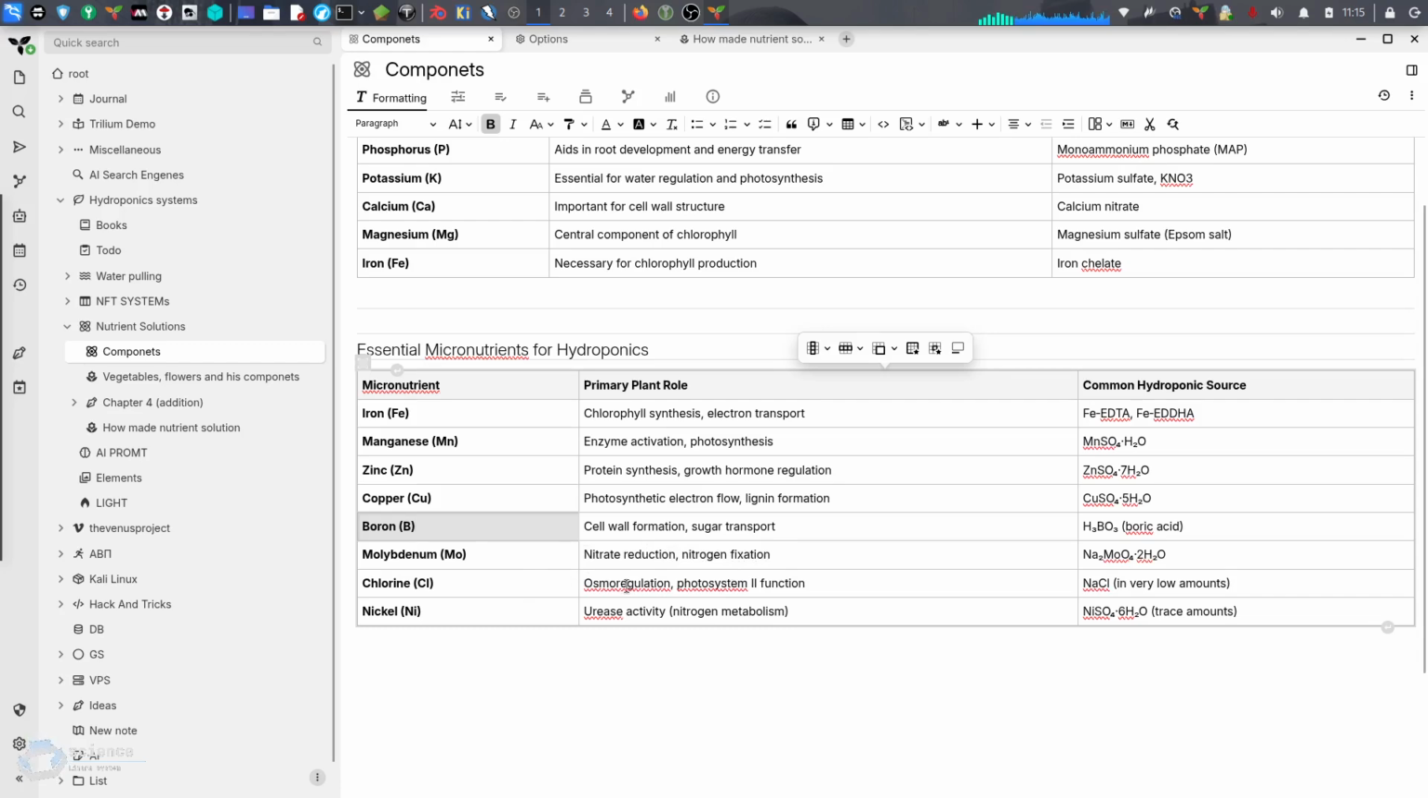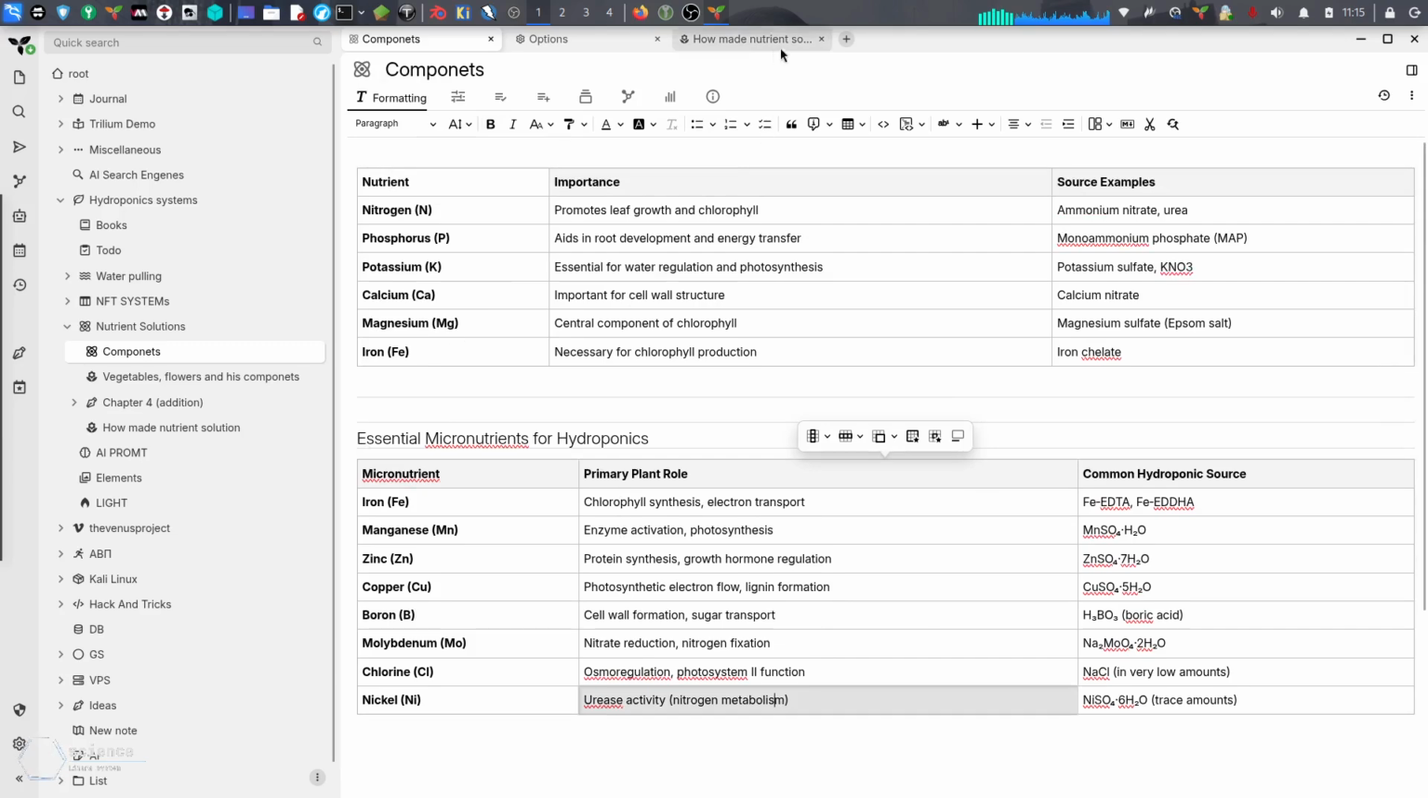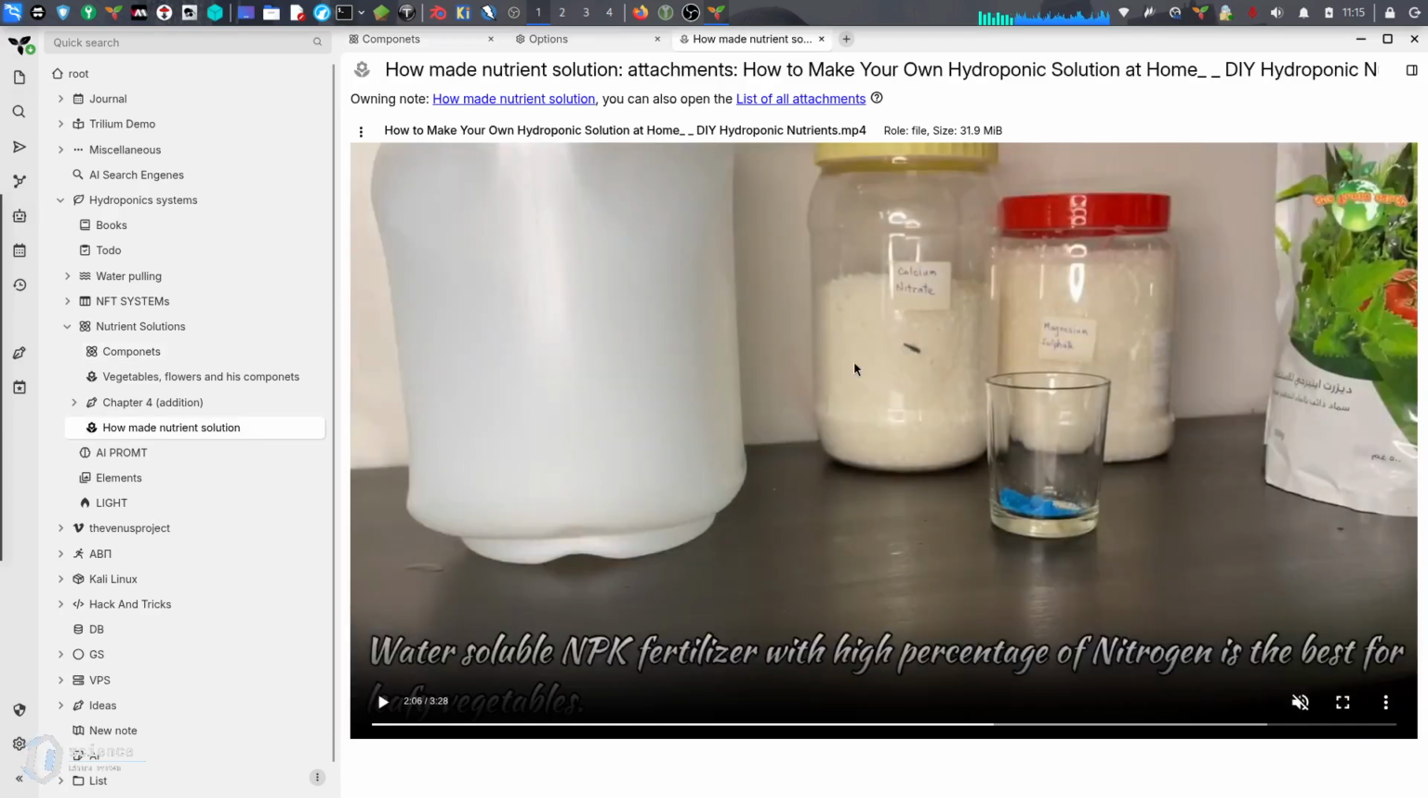Chlorine, osmoregulation, photosystem function. Nickel, urease activity, nitrogen metabolism. These were given by ChatGPT, this may not be true. Let's check.